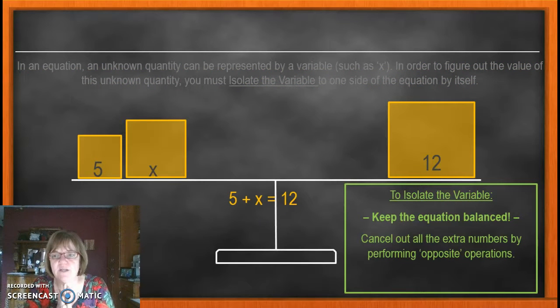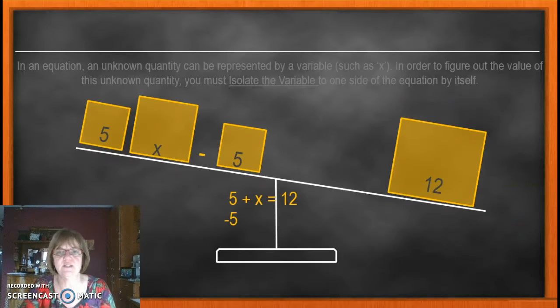Okay. So what we want to do is find out what that x is. So in order to figure it out, we're going to isolate the variable on one side. Okay, isolate the variable on one side, but keeping the equation balanced while we're doing it. Ooh, this could be tricky. This is where the balancing act comes in. Cancel out all the extra numbers by doing opposite operations. Remember, we've talked about that before too. What's the opposite of adding? Subtracting. What's the opposite of multiplying? Dividing. We can do this. You can do this. It's not that hard.